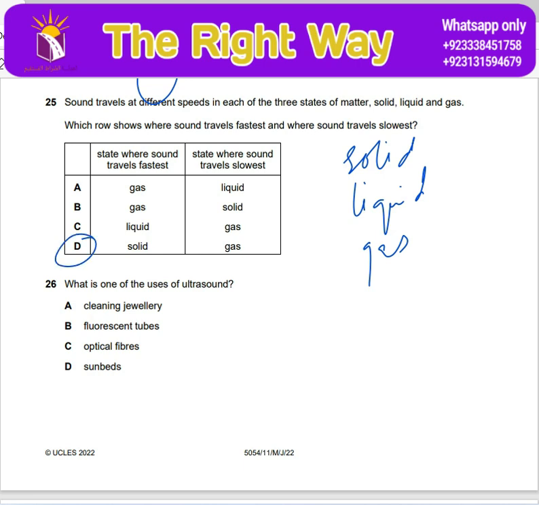Which one is the use of ultrasound? Cleaning jewelry. I know that it is cleaning jewelry. Fluorescent tubes are electromagnetic waves. Optical fiber uses light, which is an electromagnetic wave. Sunbeds use ultraviolet radiation, which is also an electromagnetic wave. So ultrasound is used for the purpose of cleaning jewelry.